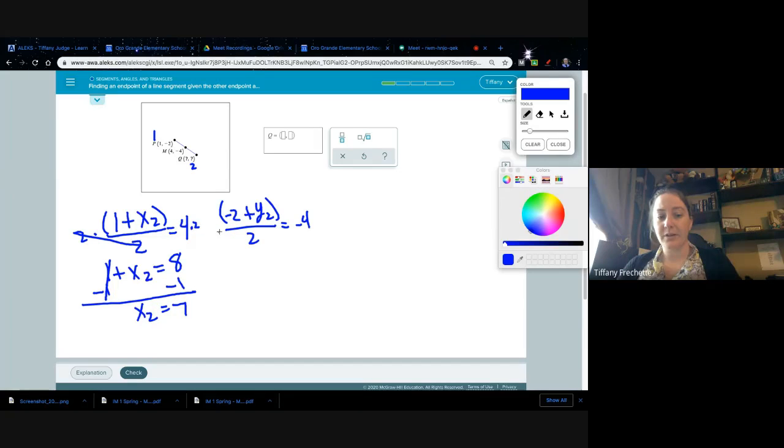And then this one, I'm going to go times 2, and I'm going to cancel. Negative 2 plus y2 equals negative 8. Negative 4 times 2 is negative 8. And then I'm going to add 2 to both sides because, again, now I want to get y2 by itself. Negative 2 plus 2 cancels. I have y2 equals negative 8 plus 2. They're opposites. So I subtract. The bigger number, which is 8, decides my sign. Bigger number is negative, so my answer is negative. So this coordinate started on 7, negative 6.